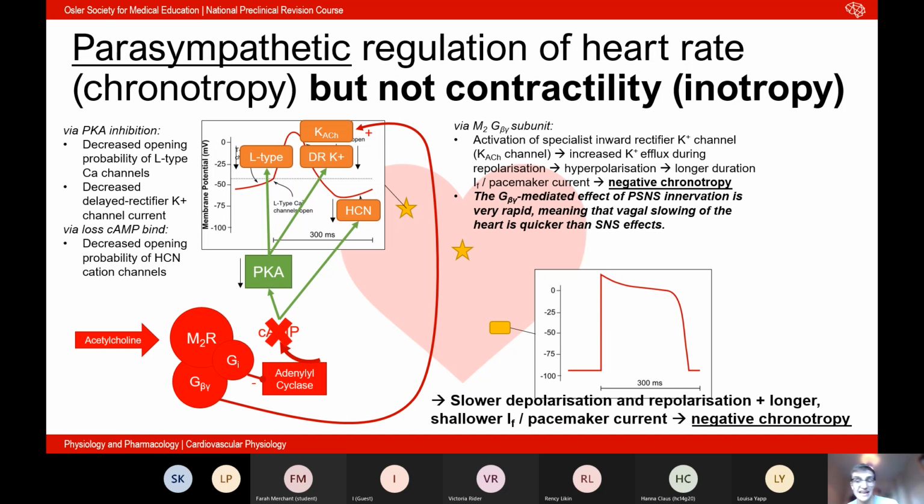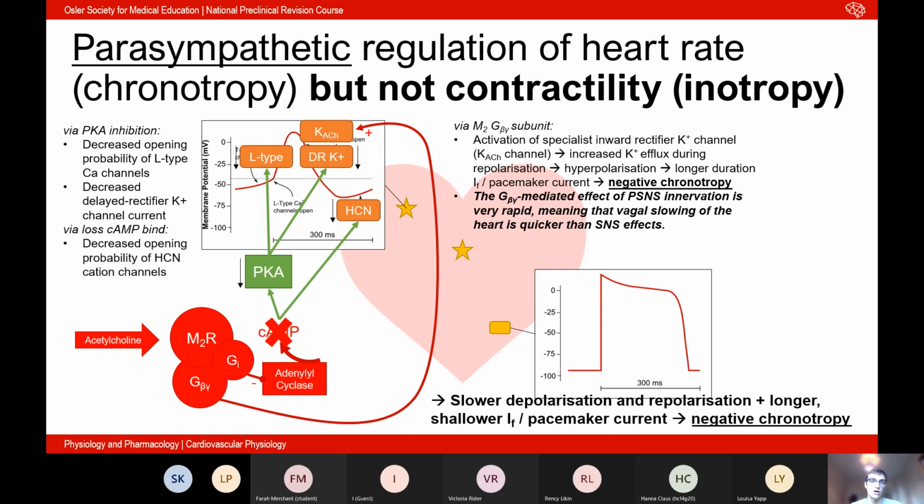You also get this effect through this second subunit of the muscarinic receptor. Remember that these are all G protein coupled receptors with different subunits, and this beta gamma subunit actually acts directly at a kind of special type of potassium channel called the K-ACh channel. I guess it's acetylcholine, which relates it to the parasympathetic nervous system. This has this additional effect of increasing the amount of potassium that leaves the cell during repolarization, so that the cell effectively becomes hyperpolarized at rest.